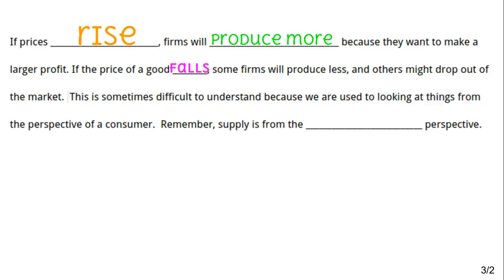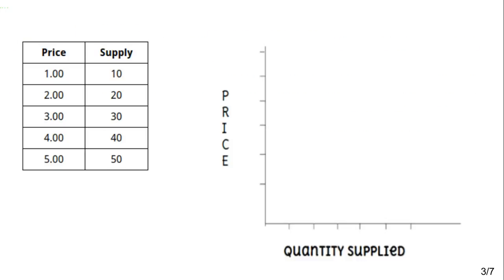Now, if they know that the price of a good is falling, there's two things that could happen. One is some firms will produce less, but others might drop out of the market. They might stop making whatever it is that they're making because they can't make any money on it at the price it's currently selling. And like I said, sometimes it's difficult to understand this because supply is from the producer's perspective and you're not used to looking at it from that perspective.